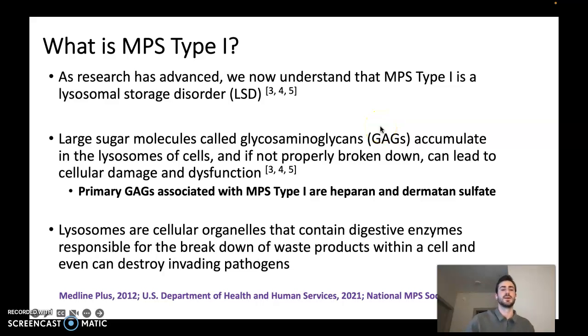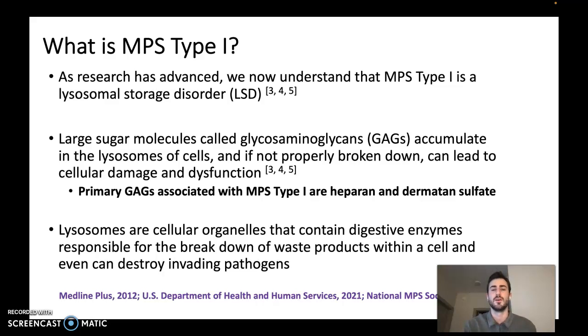So what is MPS type 1? As research has advanced and we've been able to develop a better understanding of the disorder, it's been discovered that it's what is called a lysosomal storage disorder, meaning there are issues breaking down some of the recycled materials that go into a lysosome. It's specifically these large sugar molecules called glycosaminoglycans, and the specific ones associated with MPS type 1 are heparan and dermatan sulfate.